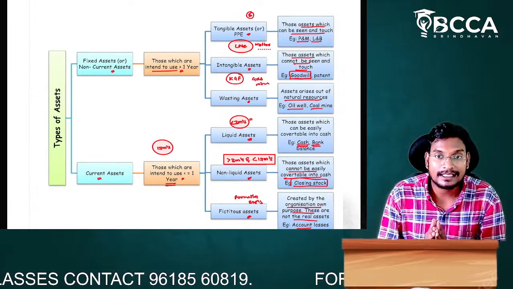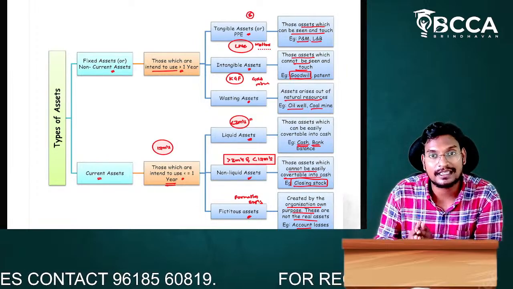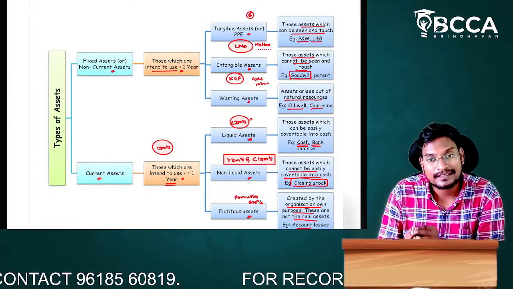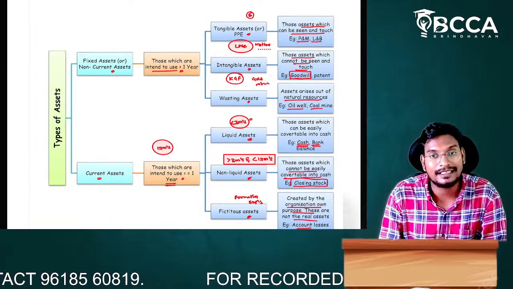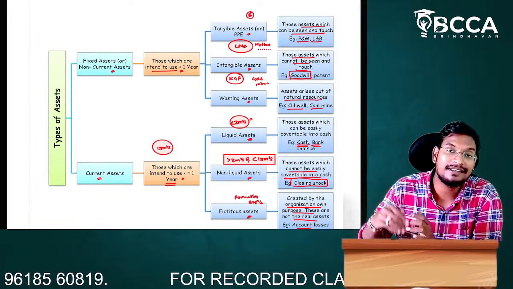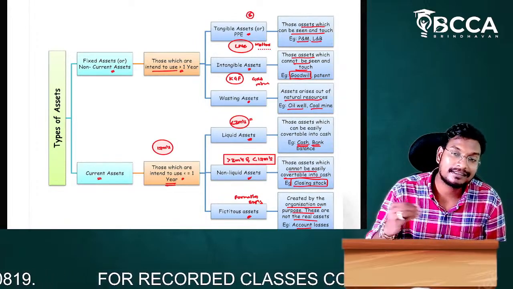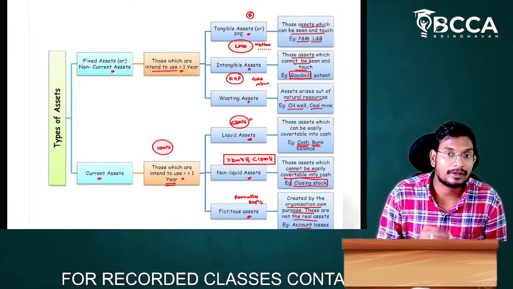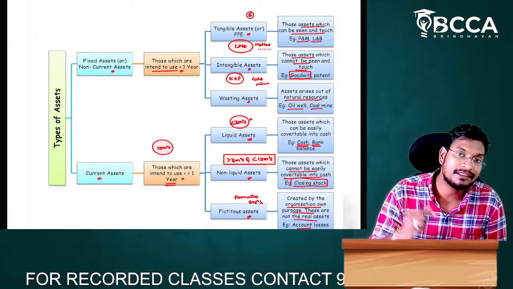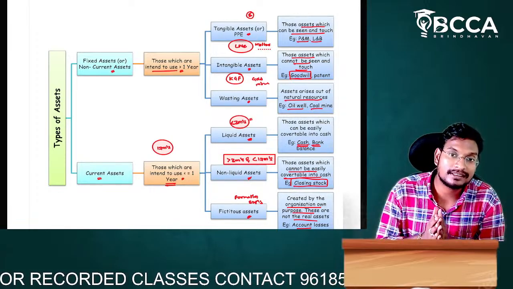Here the shopkeeper of the BCCA will purchase the ice creams and chocolates, and he will sell them. The shopkeeper will purchase and sell them. So the ice cream and chocolate are called goods.